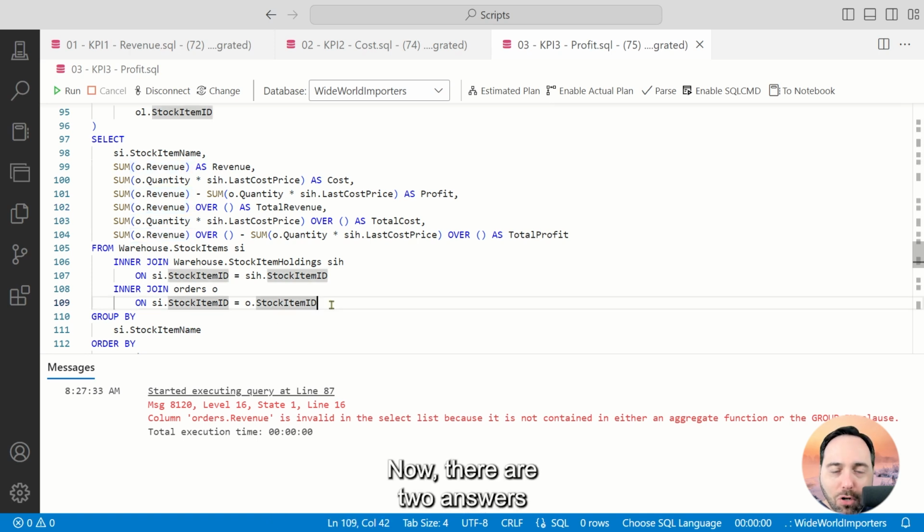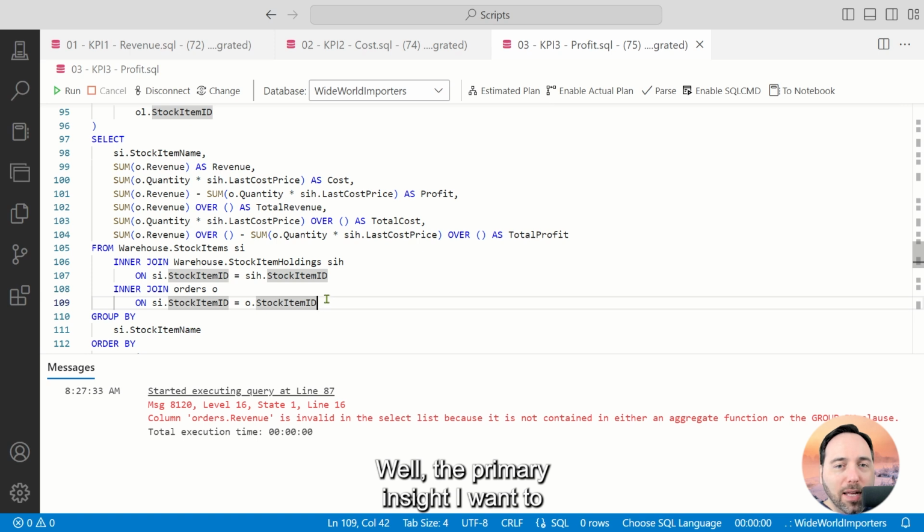Now, there are two answers that the error message suggests. The first answer is to switch the window function to an aggregate function, but that's not something I can do, as then I wouldn't have a window function any longer. The second is to add revenue to the group by clause, but that's also a bad idea because now I would get one record for each unique combination of stock item name and revenue value. That's definitely not what I'm looking for. So what's the actual solution?